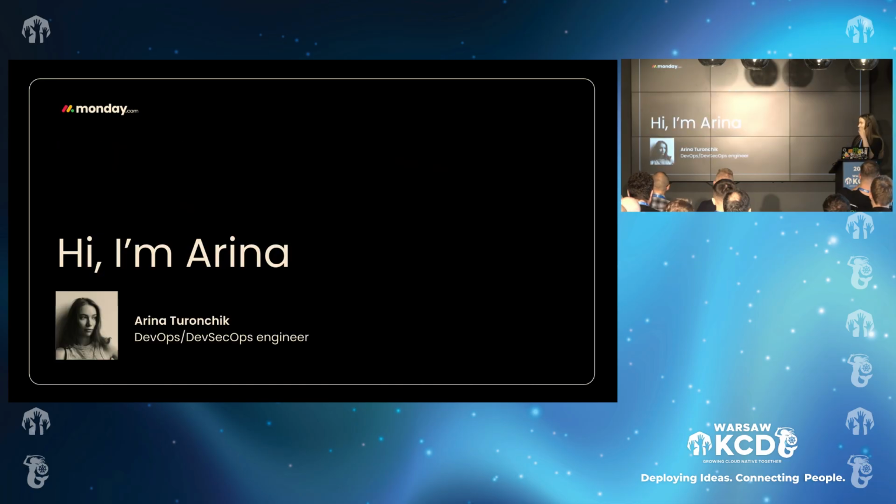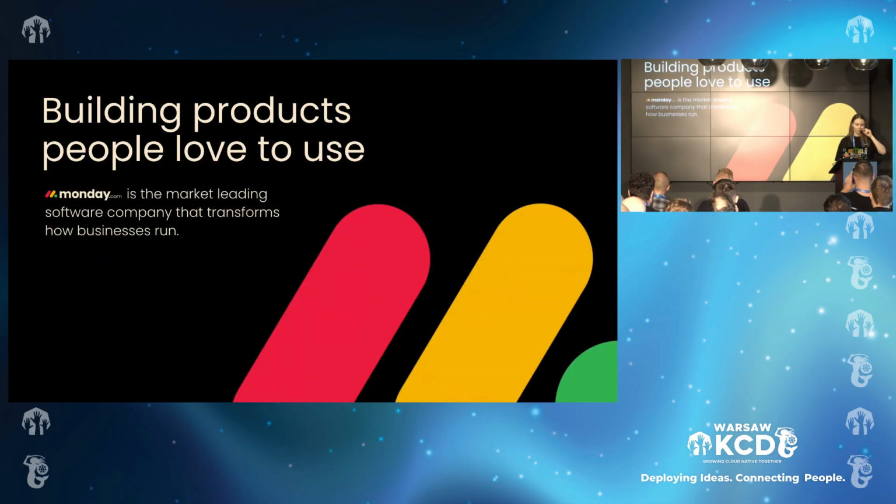Well, hi, my name is Arina. I'm a DevSecOps Engineer at Money.com. Money.com is a company that builds a work OS platform that combines multiple products. Basically, on this platform, we have 4 products that help you and your organization run your things, the tasks, the projects, whatever you have. So let's get into it.